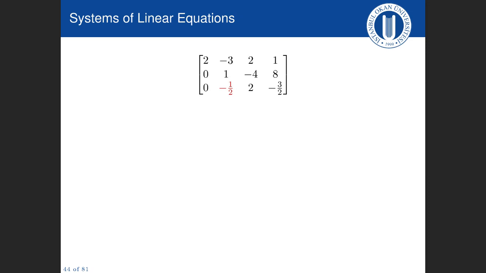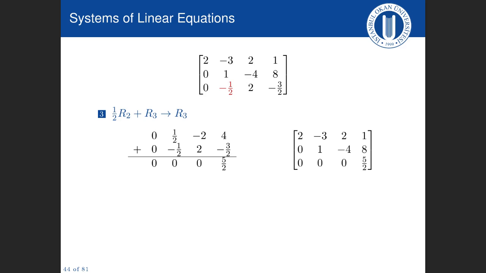The next thing to do is the number I've written in a half. I have minus a half here, and I don't want this here. I want this to be 0. So the way to get rid of this is to do a half row 2 plus row 3 to become the new row 3. Here's the calculation. I'll leave this for you to check when you re-watch this lecture, or if you read the lecture slides. Check that I haven't made a mistake here, please. The new row 3 becomes 0, 0, 0, 5 over 2.